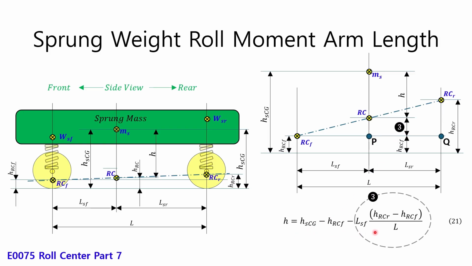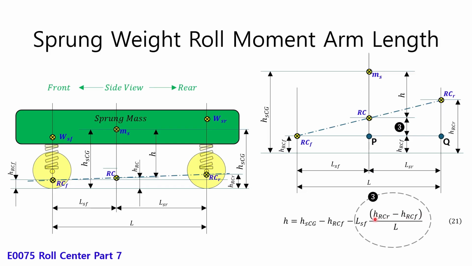The third term of equation 21 is the length represented by number 3 in the figure, and can be found using the similarity between the triangle formed by RCF, RC, and point P, and the triangle formed by RCF, RCR, and point Q. The height of the first triangle, the height from RC to P, is proportional to the horizontal distance that point P is from point RCF. When point P is a distance L from point RCF, point P coincides with point Q, and the height of the triangle is HRCR minus HRCF, which corresponds to the numerator of the third term fraction in equation 21.